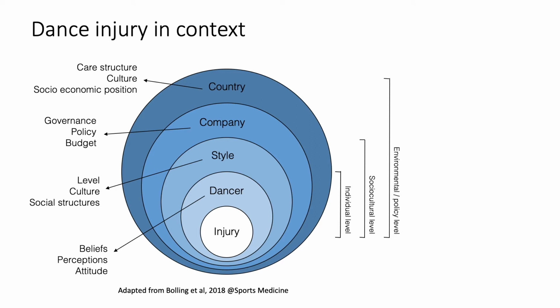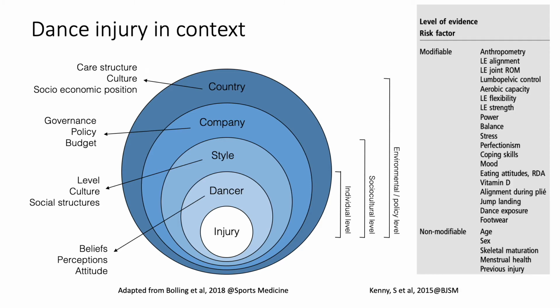And those multi-levels, they will also communicate. If we look at dance injury research, this is a systematic review from Sarah Kenny and other authors. And those are the risk factors that they found in the literature, not exactly with the level of evidence, but you can see that most of them are dance related factors. So everything is quite proximal to the event of the injury.